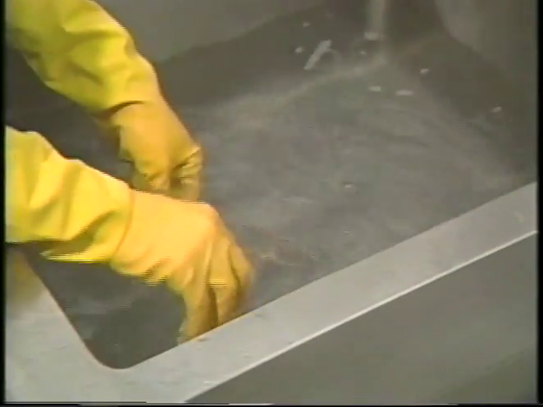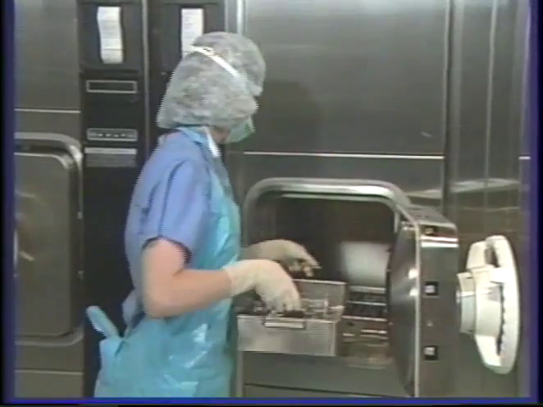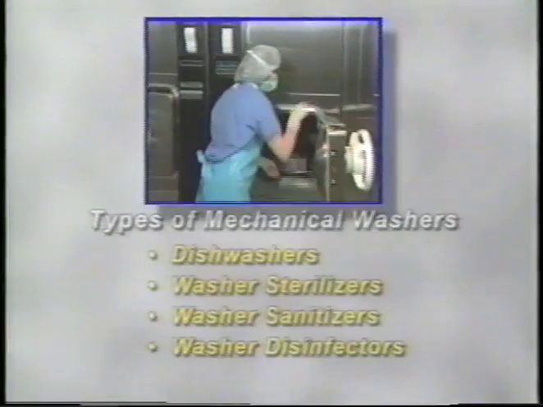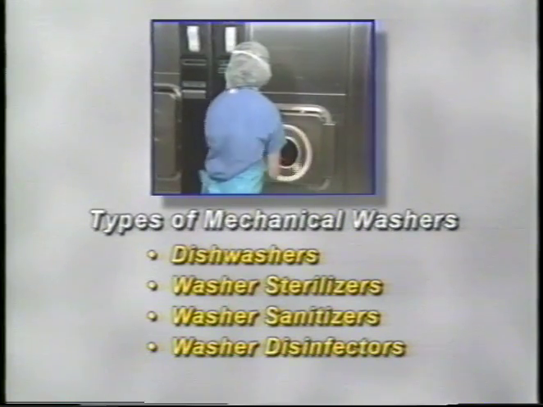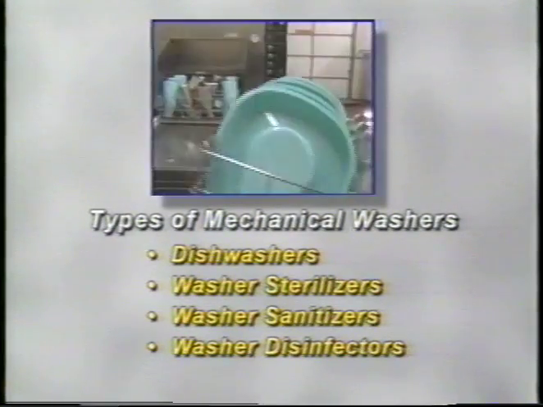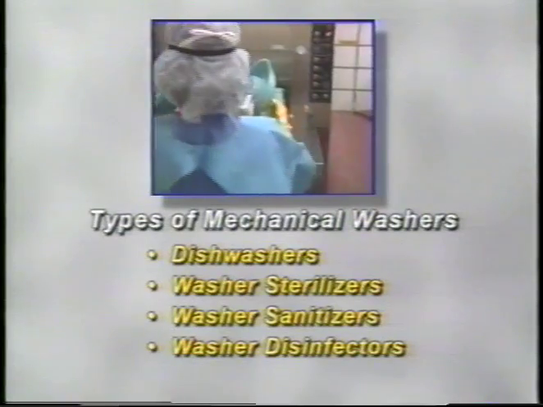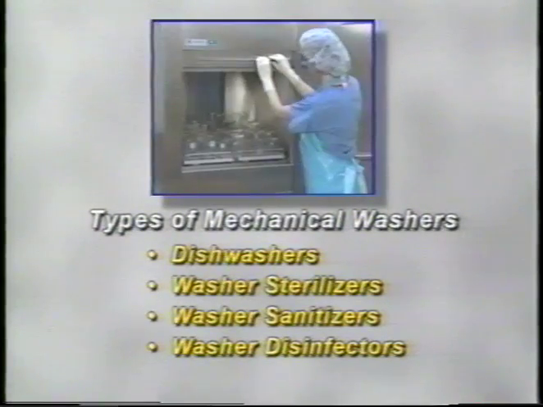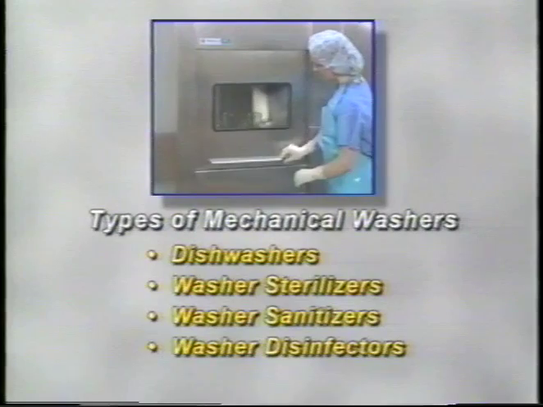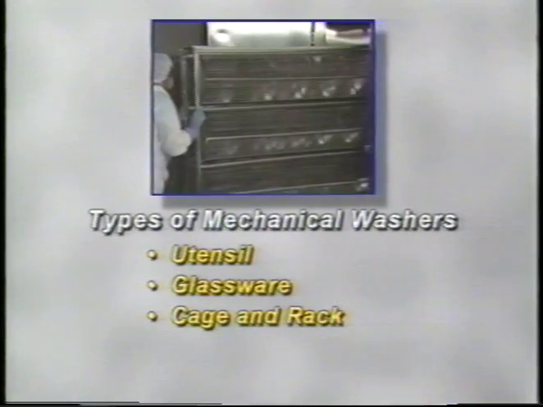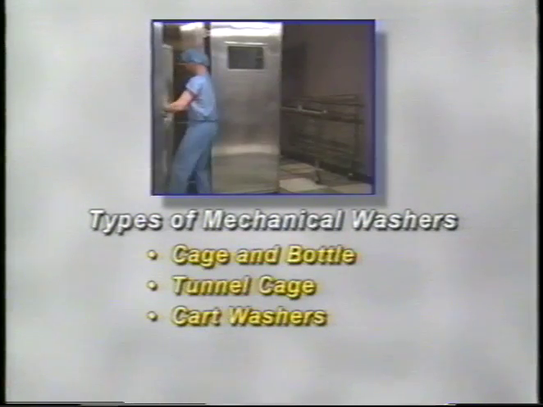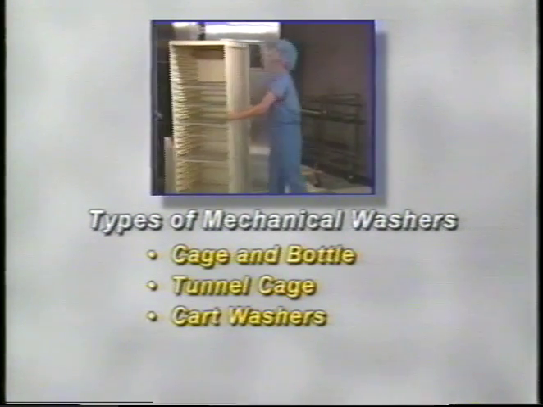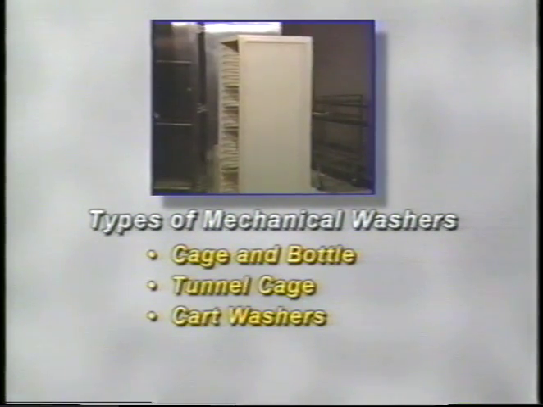There are two types of washing: manual, which is often referred to as hand washing, and mechanical. Types of mechanical washing systems include dishwashers, washer sterilizers, washer sanitizers, and washer disinfectors. Some types of washers are even specific for the types of devices being used. These include utensil, glassware, cage and rack, cage and bottle, tunnel cage, and cart washers.